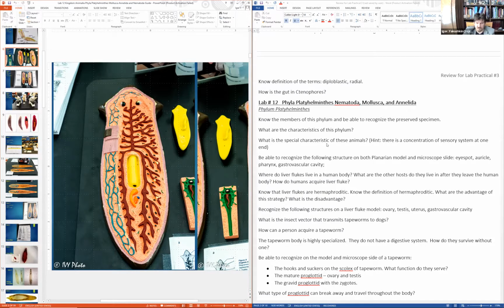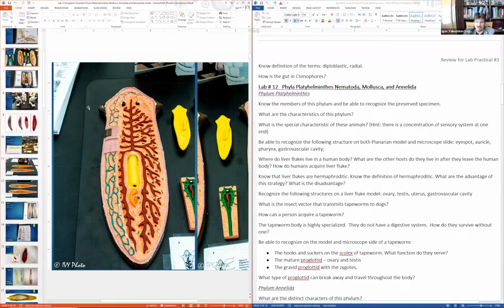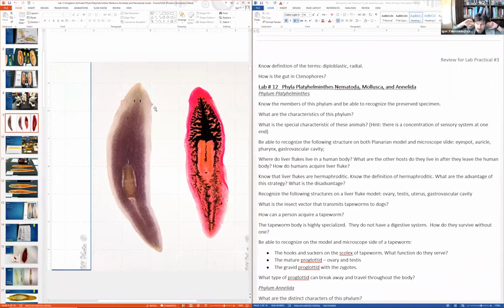So what else? What are the special characteristics? Sensory system. So cephalization. They start having the head, be able to recognize the structures. Eye spot, I already showed you. Auricle, pharynx, gastrovascular cavity, and same thing on this one. The auricles, those kind of ear-looking things, and then the eye spots, with the pharynx in the middle. It's a tube, it's a feeding tube, which was also shown in videos about the flatworms and the gastrovascular cavity.